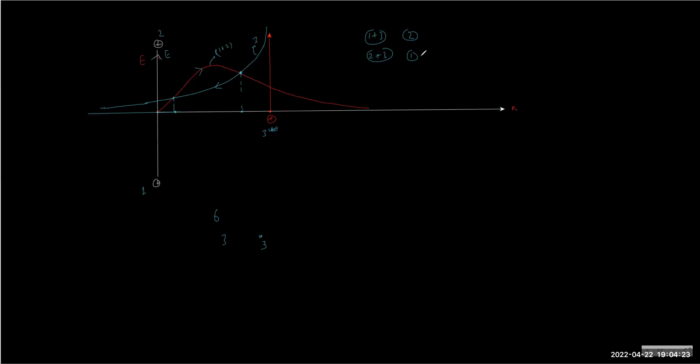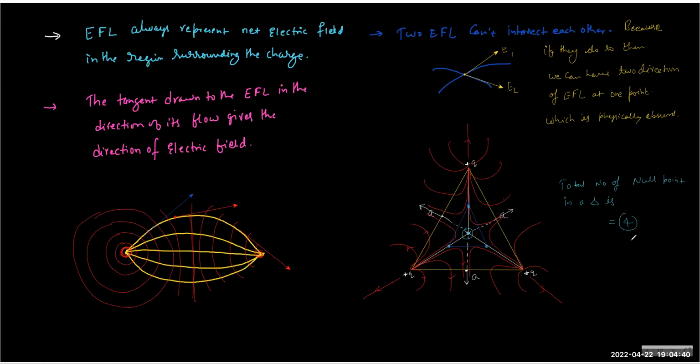Okay, sir. So every pair will give you 2 points. But out of 2 points, one will be distinct, one will be common. So eventually the total will be how much? 4. Does this make sense to you? Yes, sir. Very good.